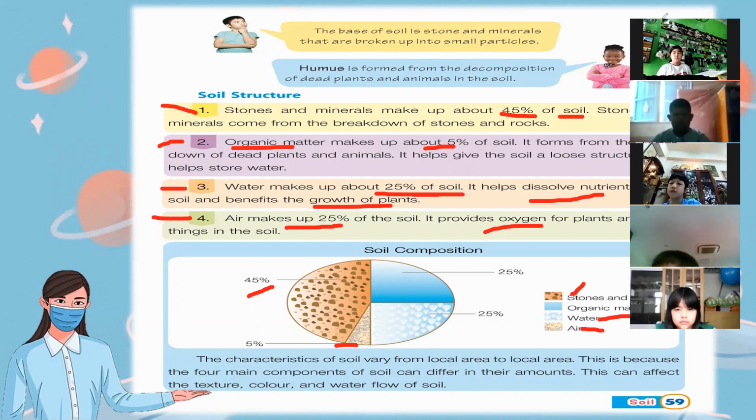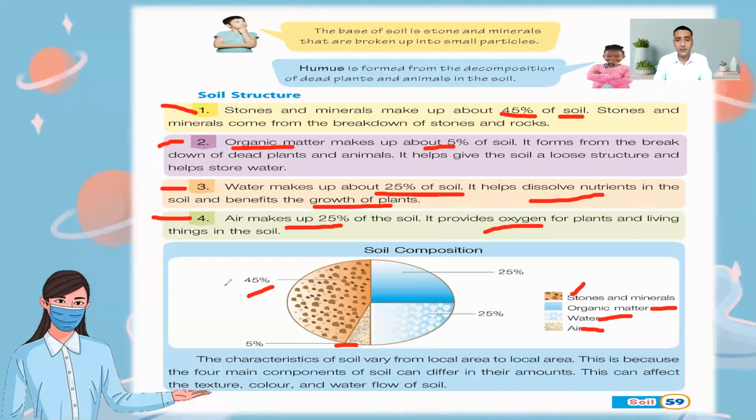45% is stones and minerals, right? 25% is water. 25% is air, and 5% is organic matter.